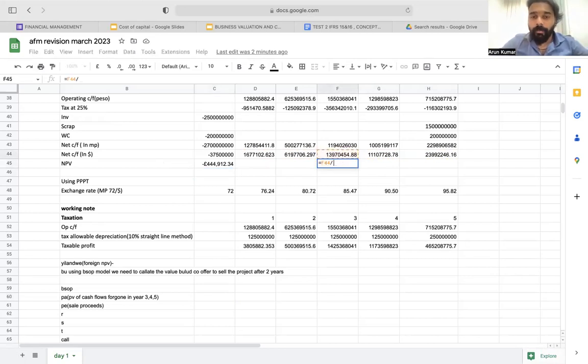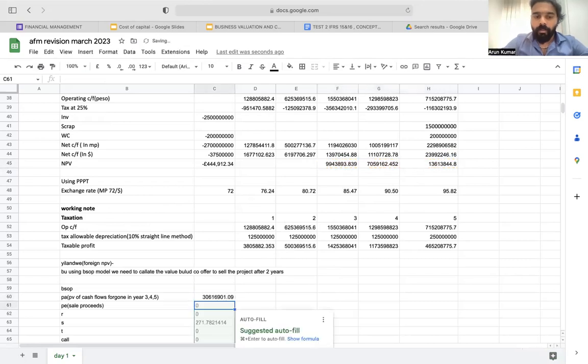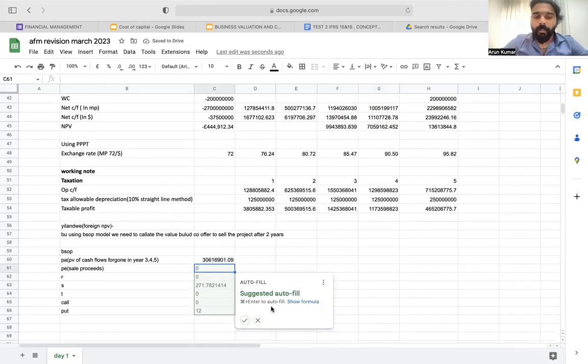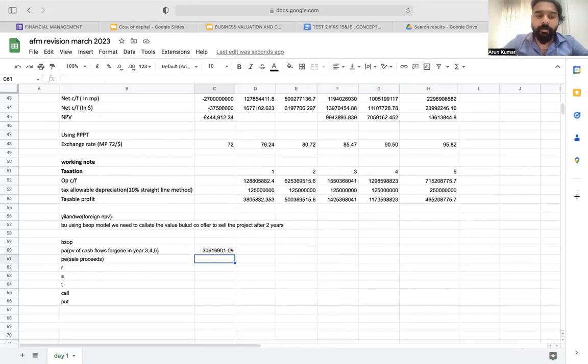So this amount divided by 1 plus 12% raised to 3. In the same way, the second year it should be raised to 4 and the third year raised to 5. So these are the three cash flows. If we sum up these cash flows, this is the present value of the cash flows which are foregone. Since it's a put option, we'll consider this as your PE.